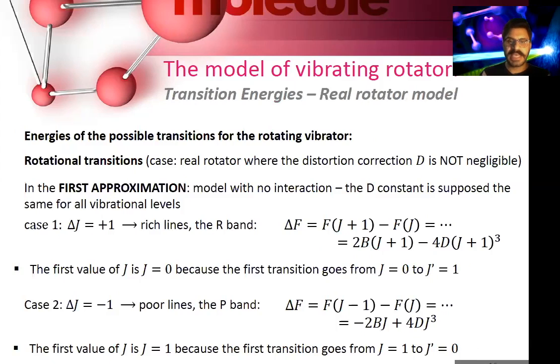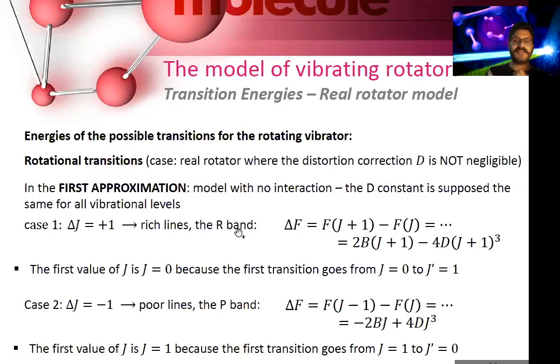Now we get into the second case, always with the first approximation. We are still in our diagram that you must have drawn. We are in the first approximation where there is no interaction between the two modes. In this approximation, there are two things: either a rigid rotator, so there is no centrifuge, no D, or the real case where there is a D, so there is a centrifuge correction. And in this case, the expressions of delta F changed, as we have seen before.